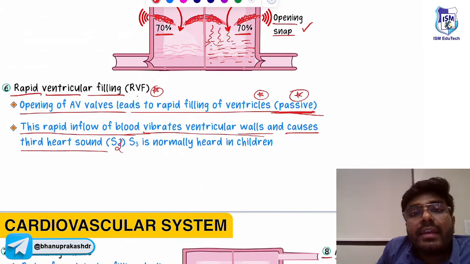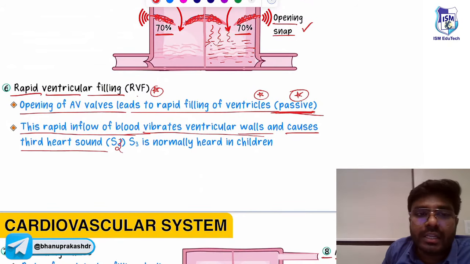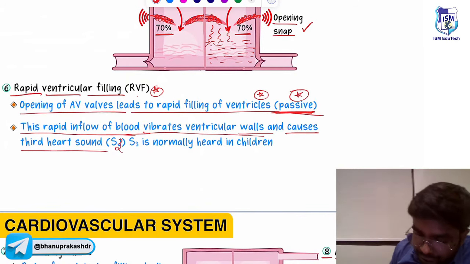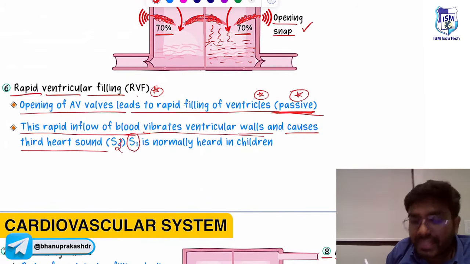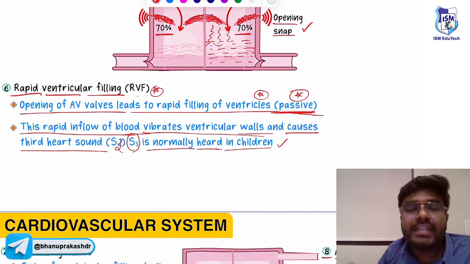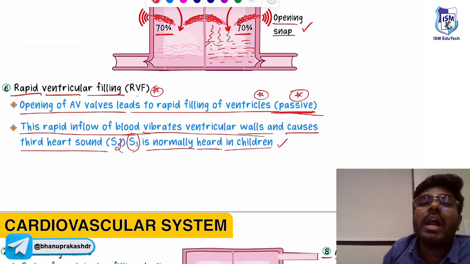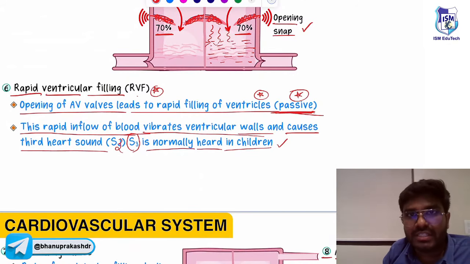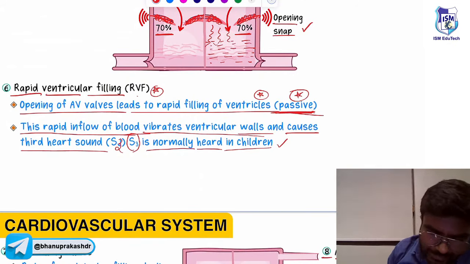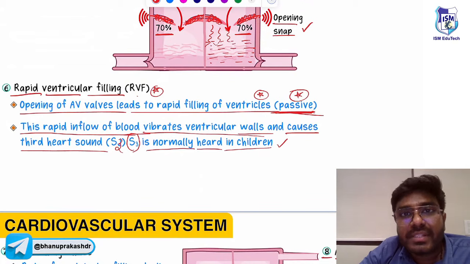Usually in adults, we can only hear S1 and S2. S3 and S4 are not heard, as they are low pitch heart sounds. But in children, you can hear this. S3 is normally heard in children. So S3 is physiological, not pathological, in children. But in adults, if you hear S3, that is pathological. In some heart-related pathologies, you can hear S3. So rapid ventricular filling is also completed. Rapid ventricular filling fills the ventricle 70%. It's passive.